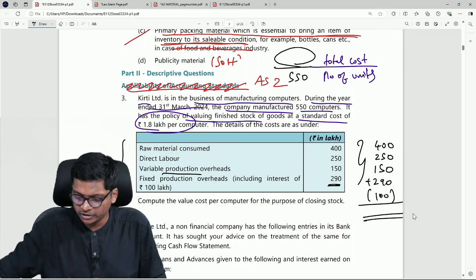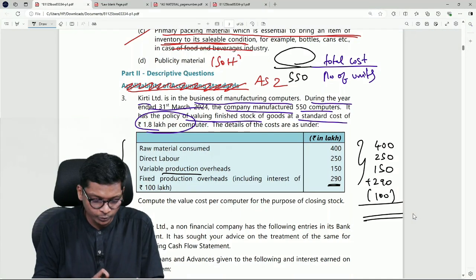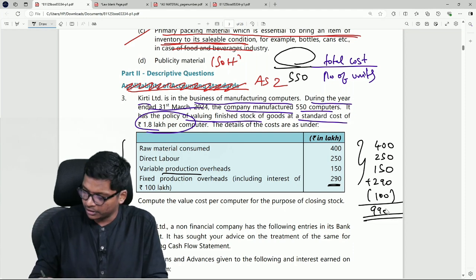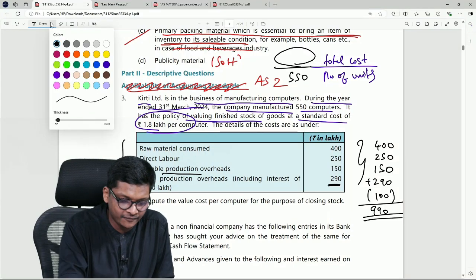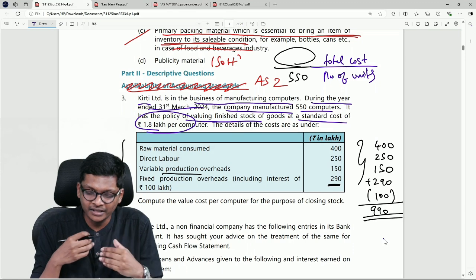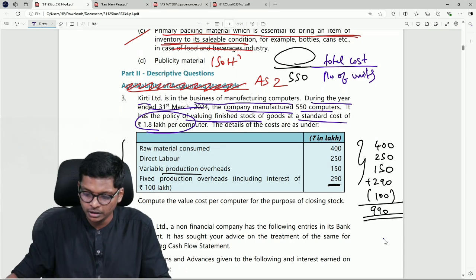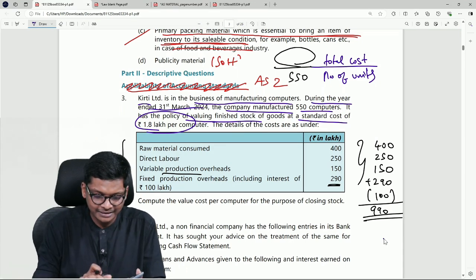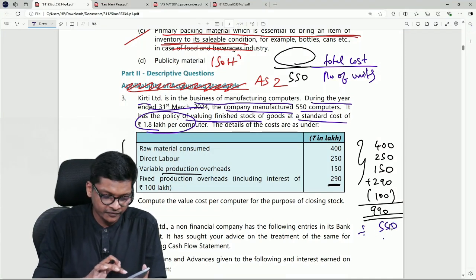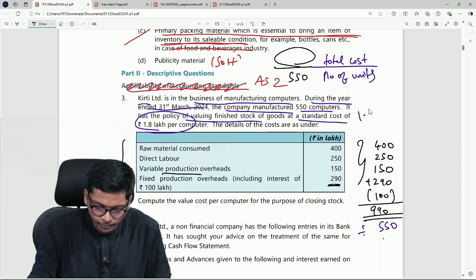Net how much we will get, guys? You have to quickly compute 400 plus 250 plus 150 plus 290 minus 100, you get 990. Of course we can do it without calci, guys. Everyone can do this without calci, but in exam when you have that fear, you use the calci, it's okay. So now you will divide 990 divided by 550, you will get 1.8 lakhs per computer.